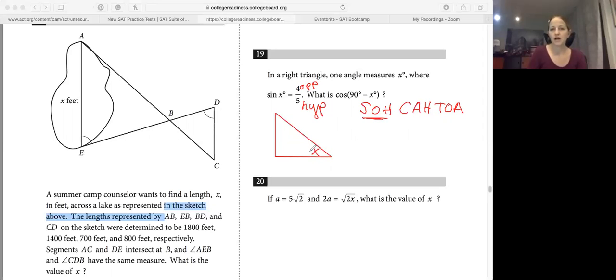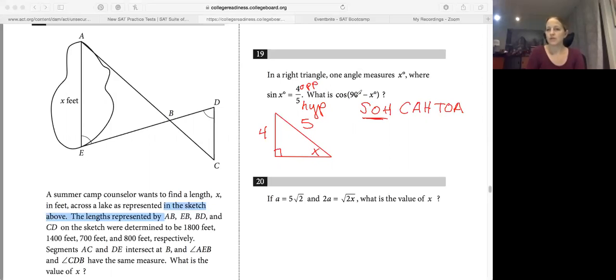And so opposite means the diagonal from x. So that one is 4. And hypotenuse is the one that's always across from the right angle. So that one is 5. So now I want to know, what is cosine of 90 minus x?